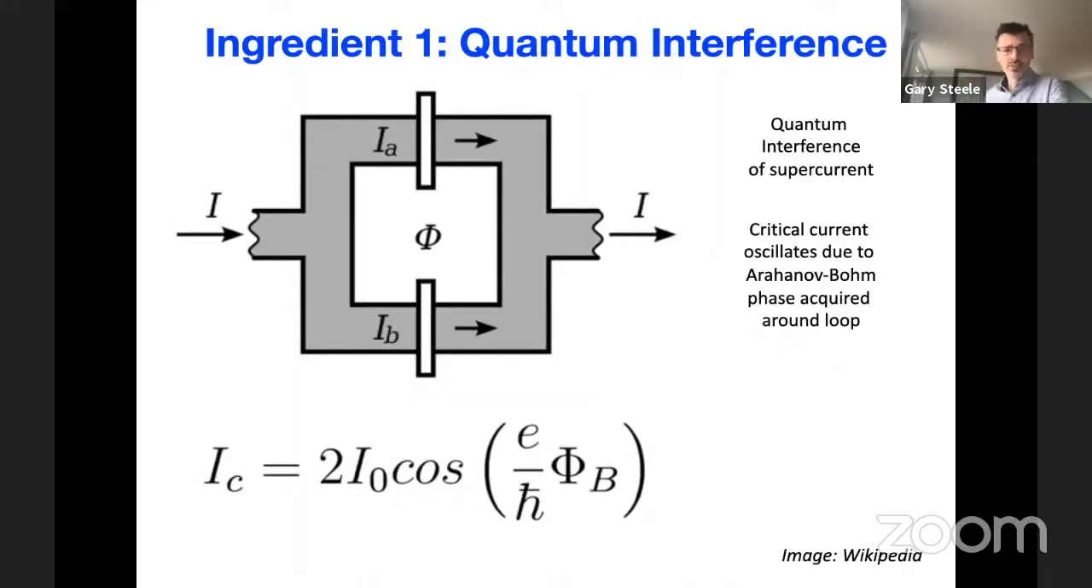So how do we do that? The first is a little bit of a tutorial on how SQUIDs work. SQUIDs are a device that takes a supercurrent and splits it in two, with these junctions in between. If I put a magnetic flux here, I get an interference of these two supercurrents when they recombine. And that means that the critical current of this object oscillates up and down with a periodicity given by the flux quantum.